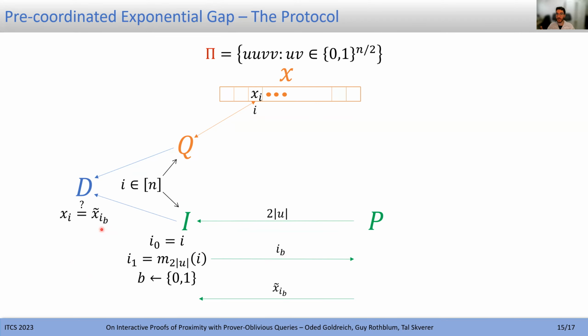And we increase this to any constant higher probability by, instead of sampling just one I, sampling a constant number of indices I.